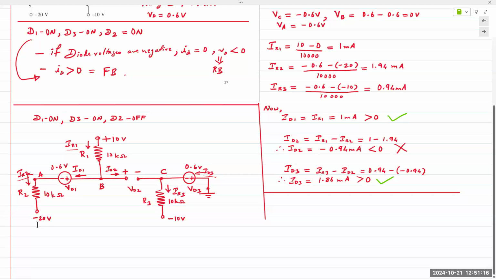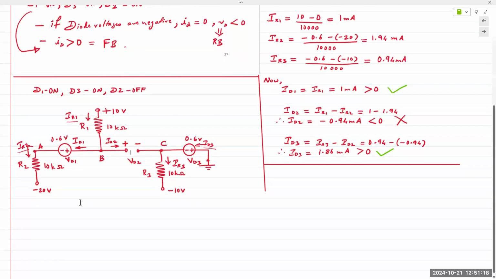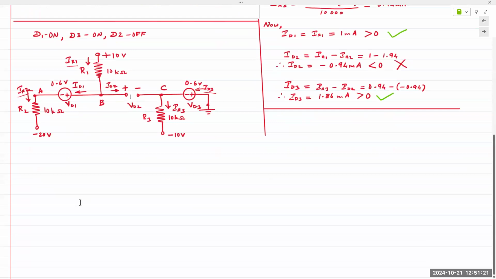Now we will analyze our circuit, and we'll see what we obtain. We can do KCL, we can do KVL, we can do Ohm's law. But this time, because we are saying that our diode is reverse bias, we need to see if VD2 is less than 0 or not, meaning VD2 should be a negative value. So we want to calculate VD2 voltage. So best course of action would be to apply KVL around the loops.